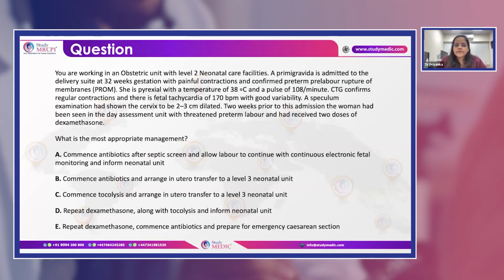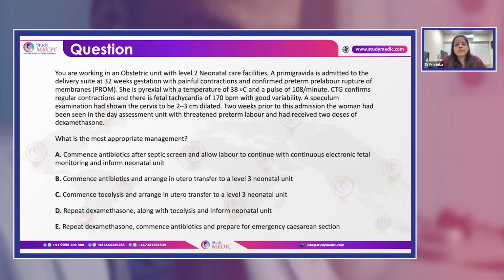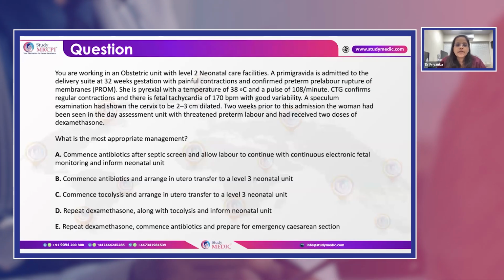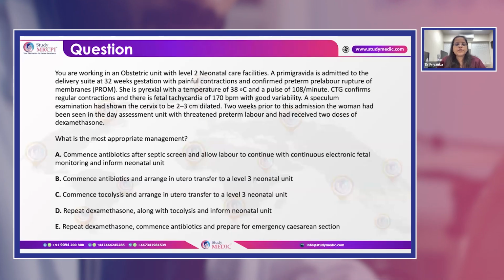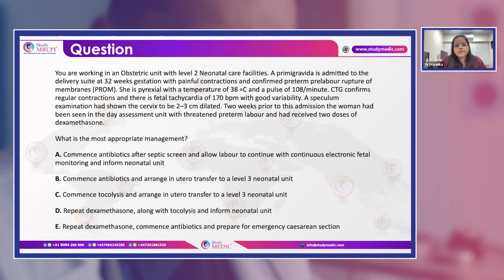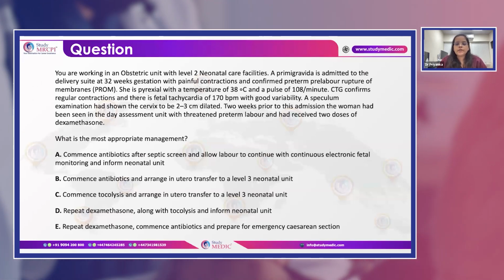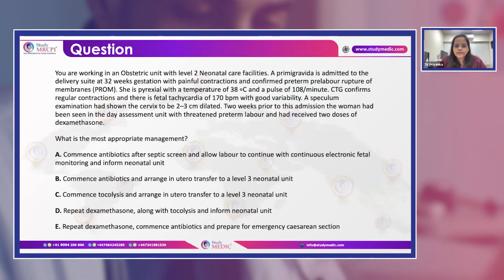Are we going for answer C, that is commence tocolysis? We are not going to do any tocolysis because she is already 2 to 3 centimeters and she has signs of chorioamnionitis, so she needs to be delivered. The main aim of giving tocolysis nowadays is for the steroids to act and to do the in utero transfer. So here tocolysis is also not the option. So answer C is also incorrect.